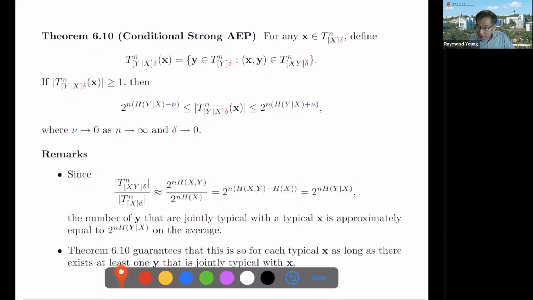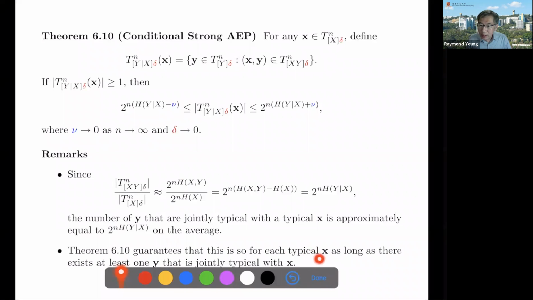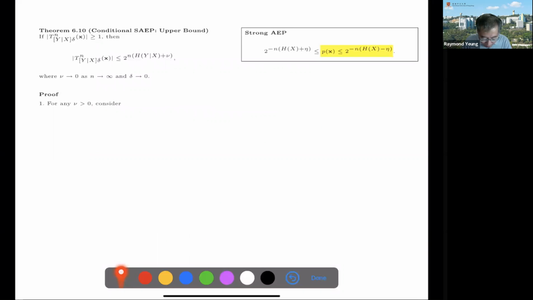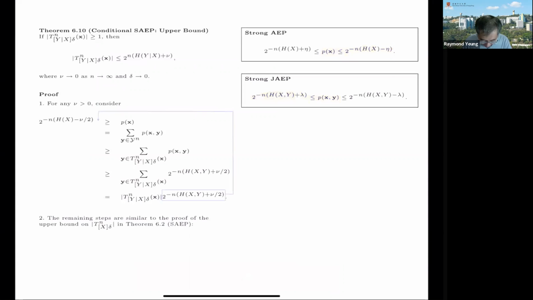Now, the conditional strong AEP actually says that this not only holds on the average, but it holds for each typical x, as long as there exists at least one y that is jointly typical with that x. So it is not surprising, but also surprising in a way. Now, the proof of the lower bound is actually quite easy, but the upper bound calls for some counting.